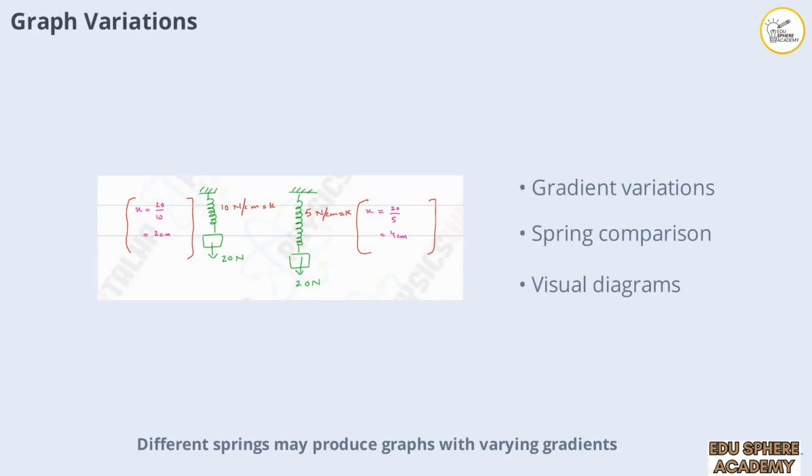Different springs may produce graphs with varying gradients. The gradient represents the spring constant, and a steeper gradient means a stiffer spring. Understanding these variations helps in selecting the right spring for specific applications. The diagrams illustrate how the gradient changes with different springs, making it easier to visualize and compare their properties.